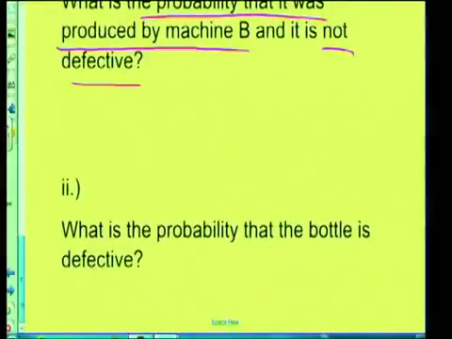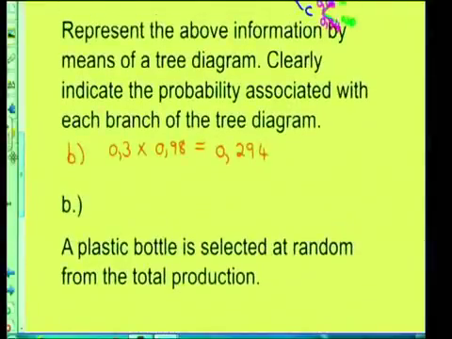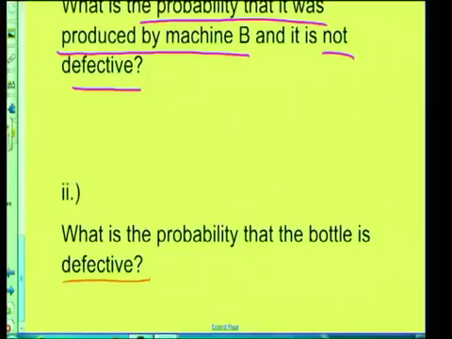Obviously, if we were looking for a bottle from B that is defective, it would be smaller, but I don't think they're asking us that yet. Right, so that's easy enough. The second thing is, what is the probability that the bottle is defective? So now they're saying, look, it doesn't matter where this bottle comes from, whether it's A, B, or C. We just want to see the probability of it being defective. Let me just check I'm not lying to you. The bottle is defective. Yes, that's what we want.